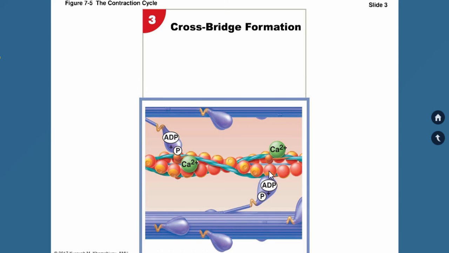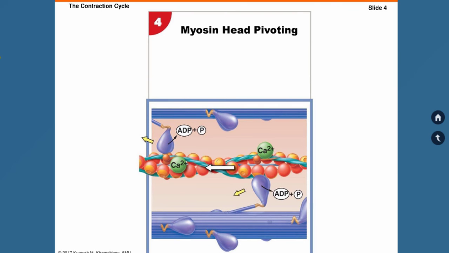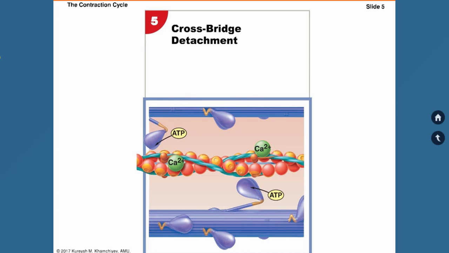Here, during the power stroke, the phosphate generated in the previous contraction cycle is released. This results in the myosin head pivoting toward the center of the sarcomere, after which the attached ADP and phosphate group are released. Next step, a new molecule of ATP attaches to the myosin head, causing the cross bridge to detach.